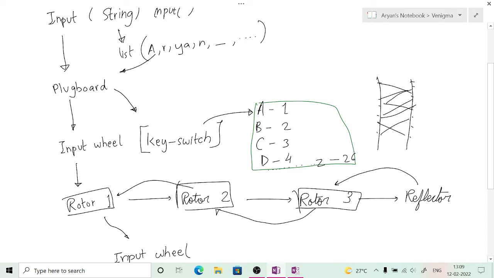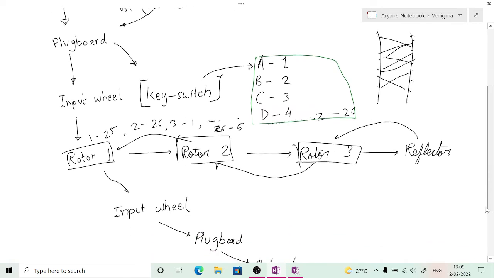Since these were connected to something else, similarly in rotor 1, now that the input wheel is changing letters to numerical form, it would change 1 to some other number, let it be 25, 2 to some other number, let it be 26, 3 to some other number, let it be 1, and so on till Z, the 26th letter, which we change to 5, assume. And then after this is done, the same thing would be followed in rotor 2 and rotor 3.